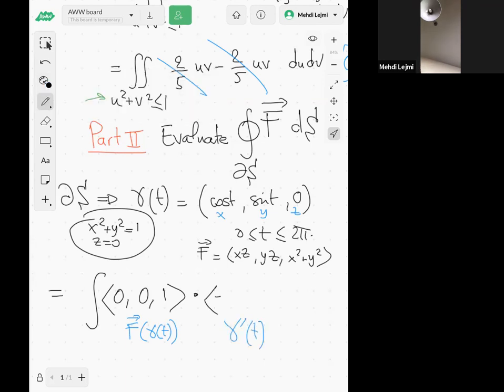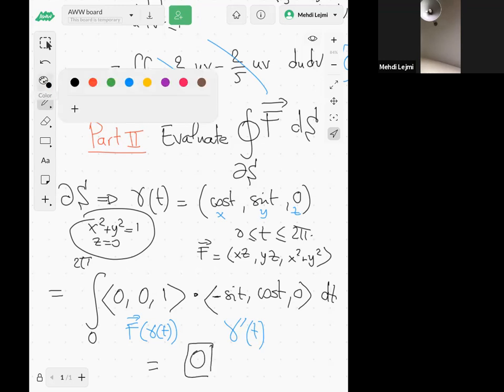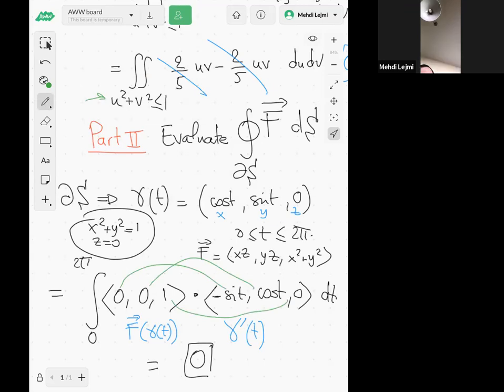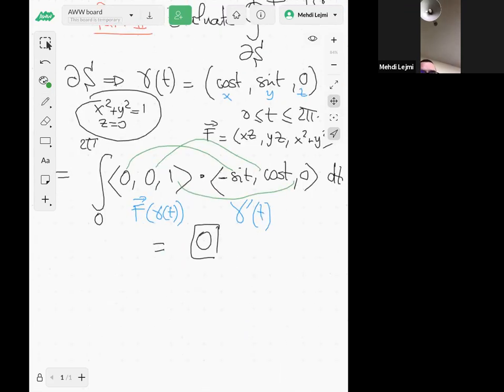Gamma prime of t is minus sine of t, cosine of t, and 0, dt, t between 0 and 1. And the scalar product is going to be just 0. You can see here, it's going to be just 0. And that verifies Stokes' theorem, right?